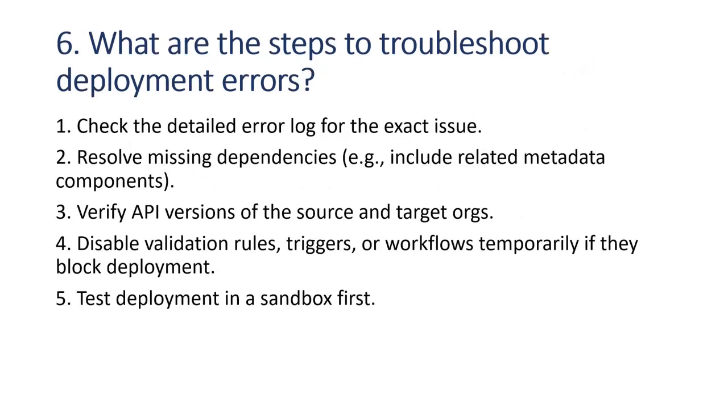So what are the steps to troubleshoot deployment errors? First, to troubleshoot deployment errors, we check the detailed error log for the exact issue and resolve missing dependencies, which could be related to metadata components. And we verify the API version of the source and the target, and if there is any mismatch, we fix that. And we disable validation rules, triggers or workflows temporarily if they are blocking deployment. And we test the deployment in the sandbox first, then we go for the production deployment.